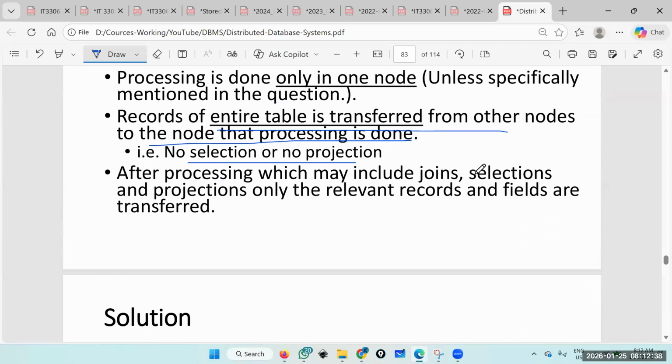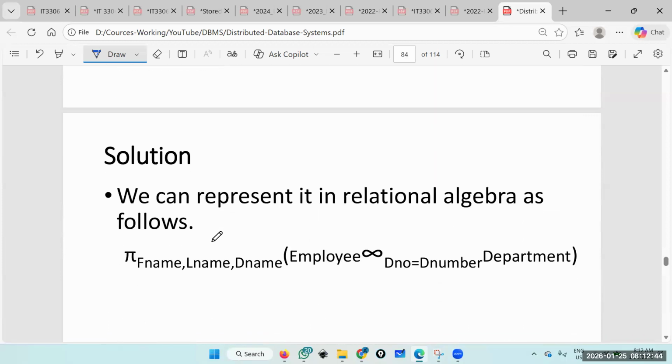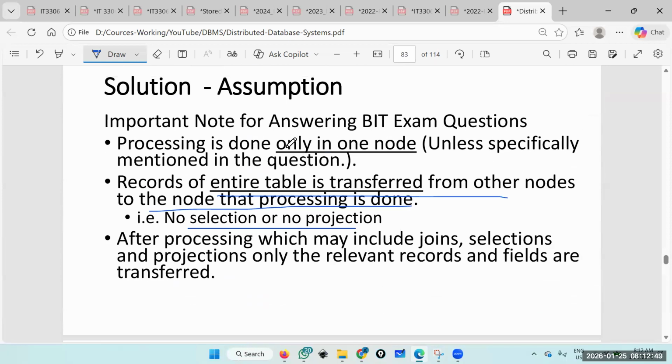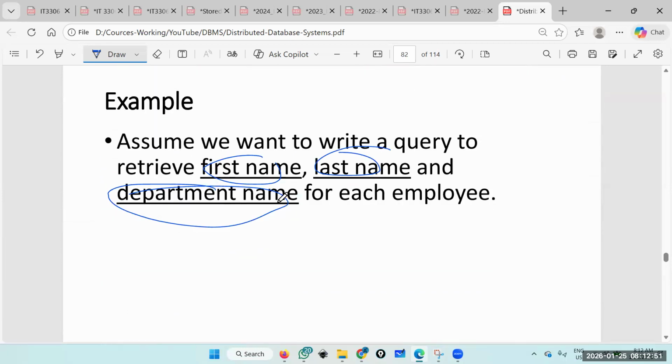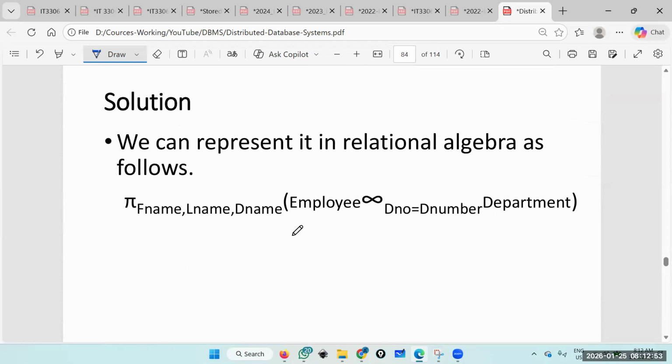After processing, which may include joins, selections, projections, and so on, we get the final result. So first we need to convert your requirement into a relational algebraic expression. So you need to do a join between employee and department based on department number, then project the required three fields: selection, projection.